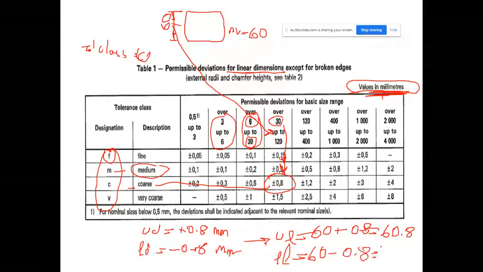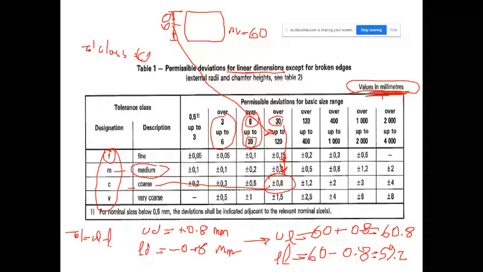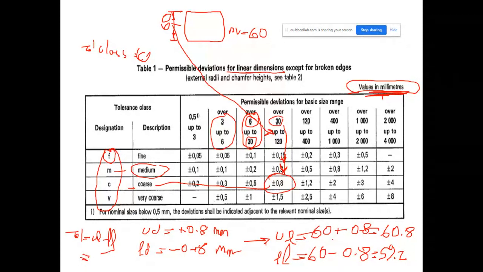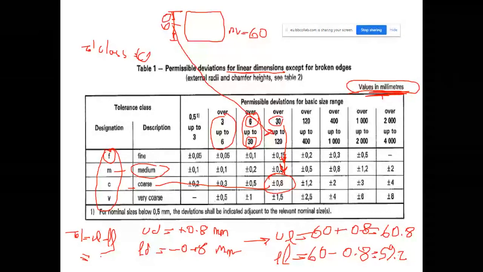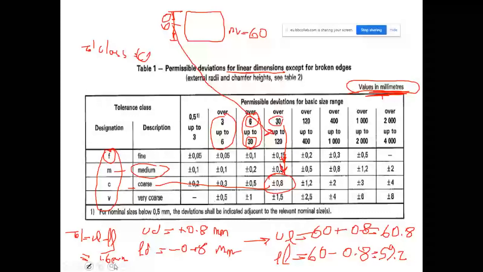It is equal to 59.2 millimeters. Tolerance is equal to upper limit minus lower limit. So in our example, tolerance 60.8 minus 59.2 means 1.6 millimeters is the tolerance. Okay.